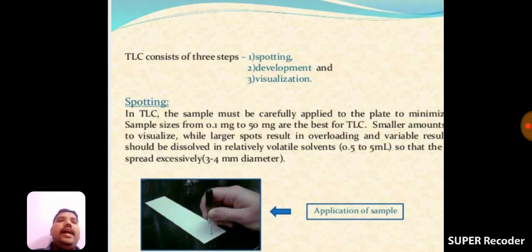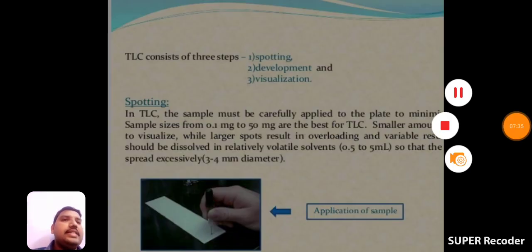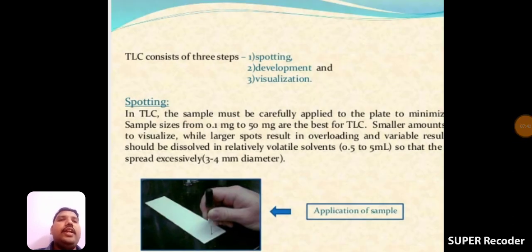Next, TLC consists of 3 steps. One is spotting, second one is development, third one is visualization. Spotting, development and visualization. Okay, see the first step, the spotting step.